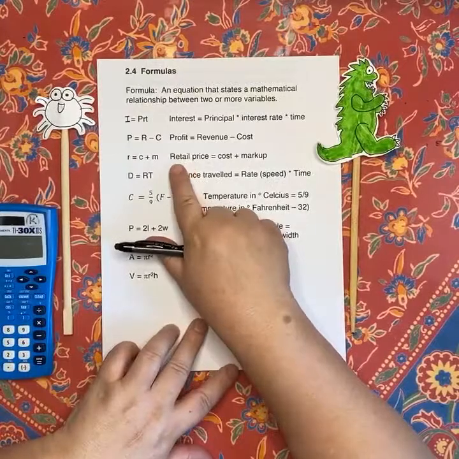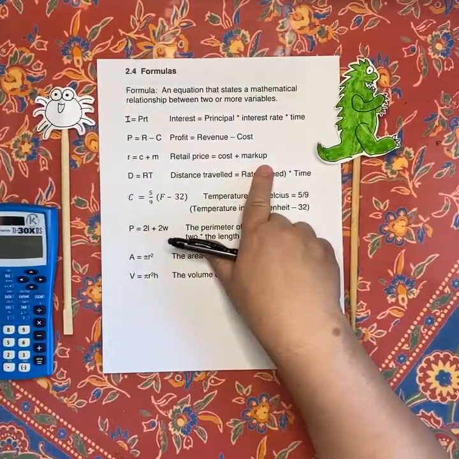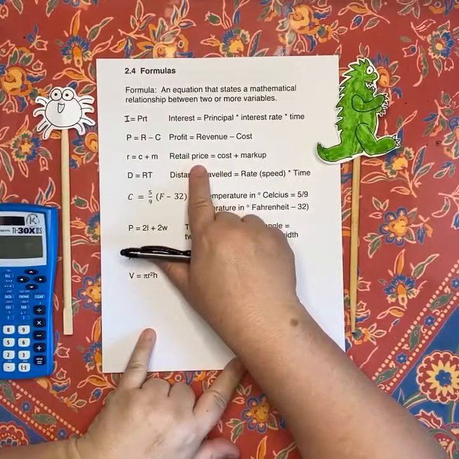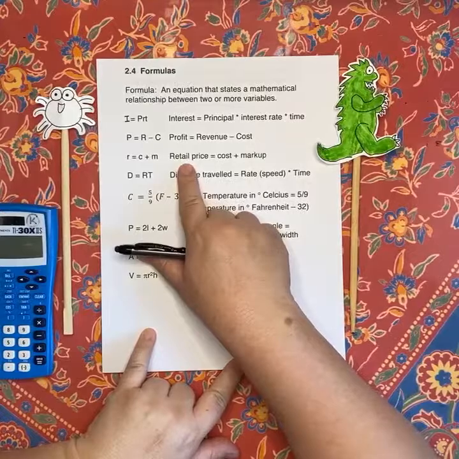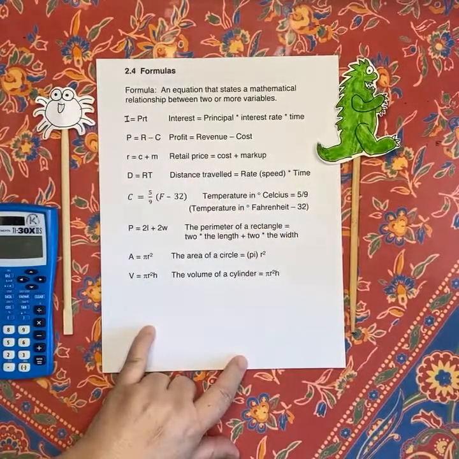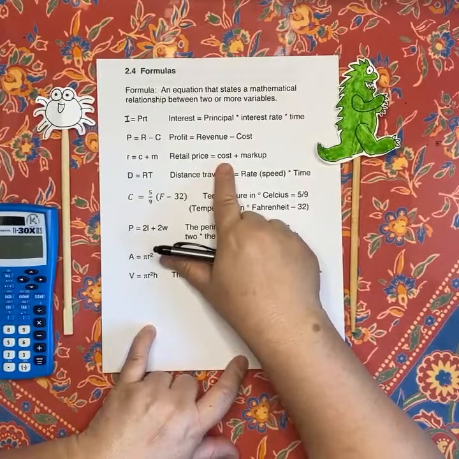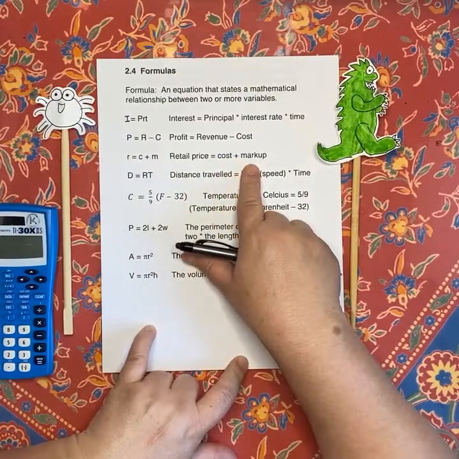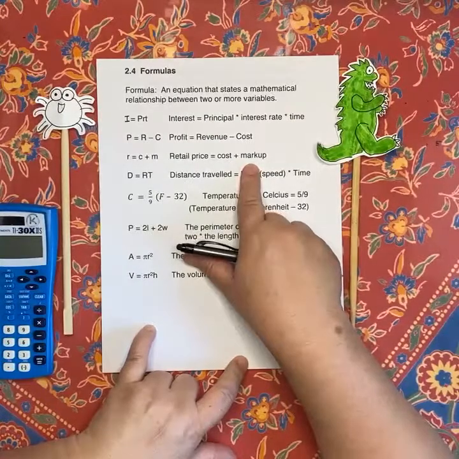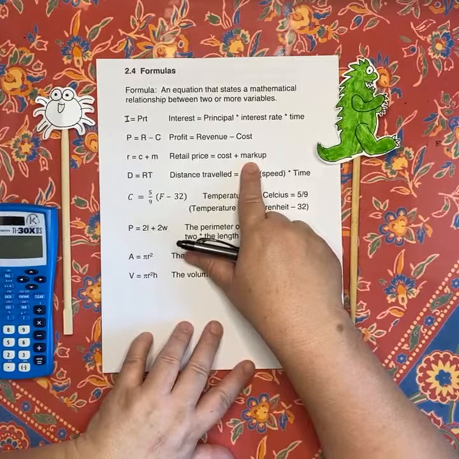Here's one that I was only familiar with because of the book, but this is that the retail price equals the cost. So if you're going to sell something for retail, say if you have a flower shop, you would go and buy a bunch of flowers, that would be your cost, and then you would add an extra amount so that you could make some money. So that's called the markup. That's the markup to make extra money.